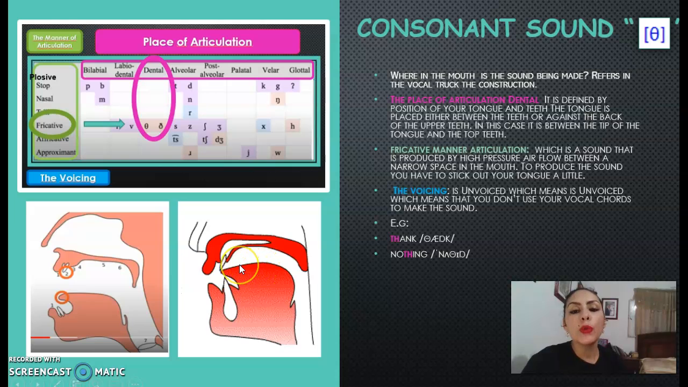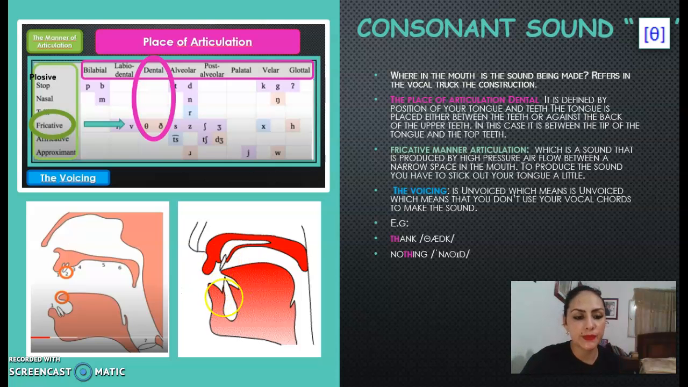So the manner of articulation is fricative. Fricative means the sound is produced by high pressure airflow through a narrow space in the mouth. To produce the sound, you have to stick out your tongue a little. The voicing is unvoiced, which means you don't use your vocal cords or folds to make the sound. For example, think, nothing.